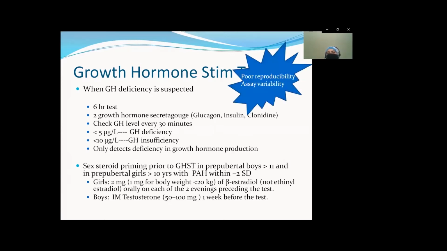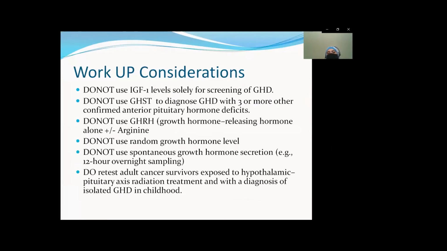Despite the fact that it's considered the gold standard, the growth hormone stimulation test is not a very good test. It has poor reproducibility, and the assays for growth hormone have a lot to be desired in their standardization. Some considerations about this particular test. You don't need to do growth hormone stimulation tests in children who have more than 3 pituitary deficiencies. So if your child has multiple pituitary abnormalities, it's very likely that they already have growth hormone deficiency. Also, like I mentioned earlier, do not use IGF-1 as the screening tool or the only diagnostic tool for diagnosing growth hormone deficiency, especially in the cases of precocious puberty.